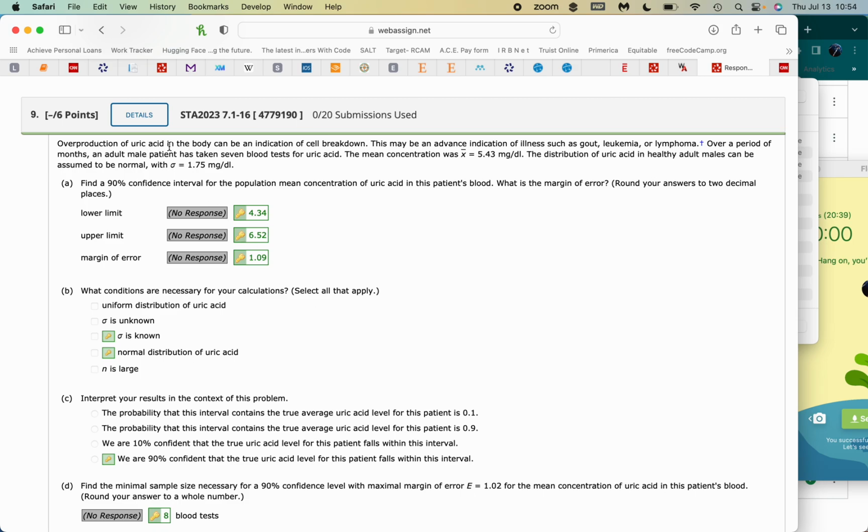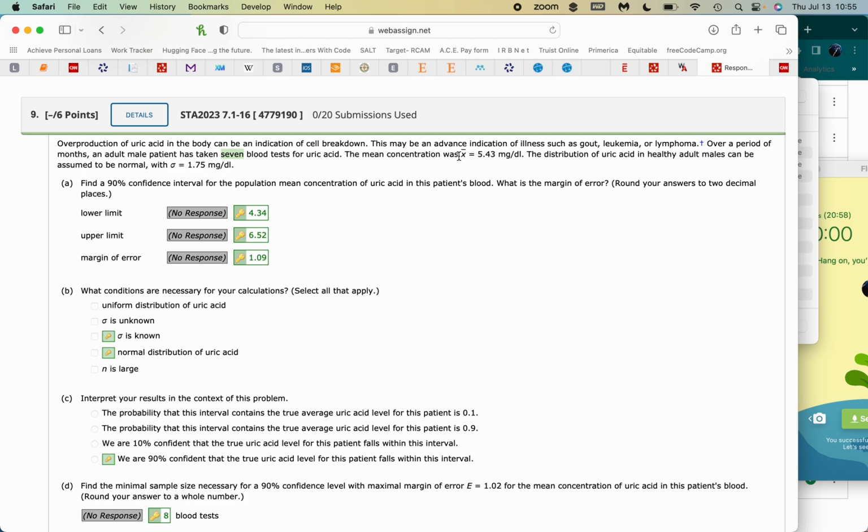Overproduction of uric acid in the body can be an indication of cell breakdown. This may be an advanced indication of illness such as gout, leukemia, or lymphoma. Over a period of months, an adult male patient has been taking 7 blood tests for uric acid.